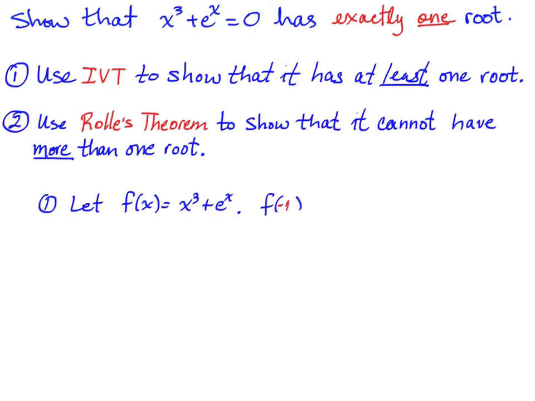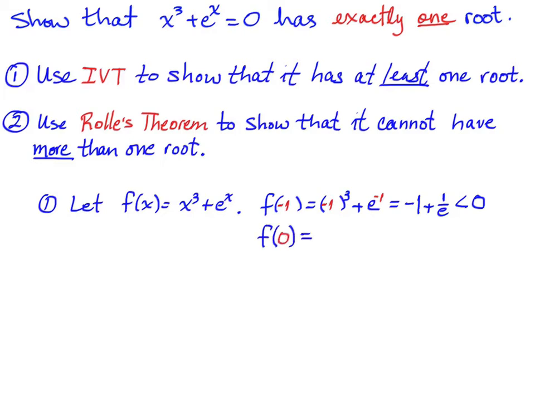So we're just going to plug in some convenient numbers. Let's try -1. f of -1 is (-1) to the third plus e to the -1. Well, that's just -1 plus 1 over e. Now, 1 over e is a little smaller than 1 over 2, so -1 plus 1 over e has to be a negative number. All right, let's plug in 0.